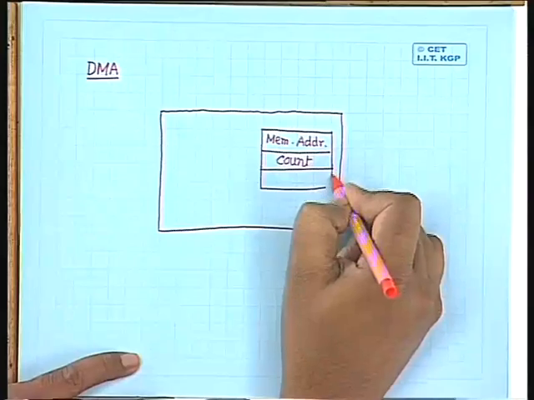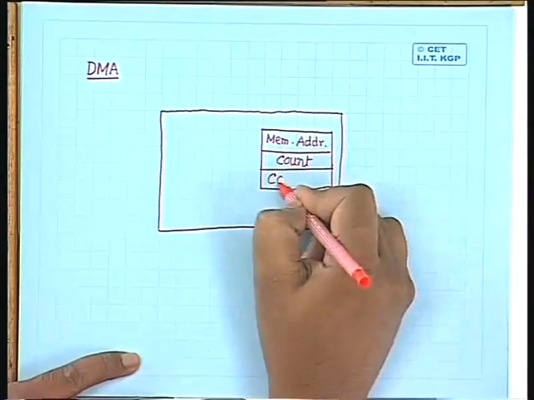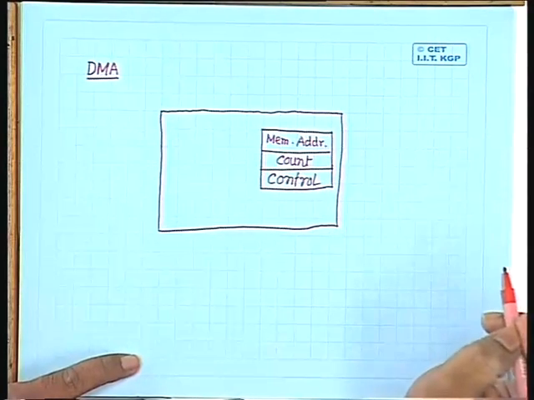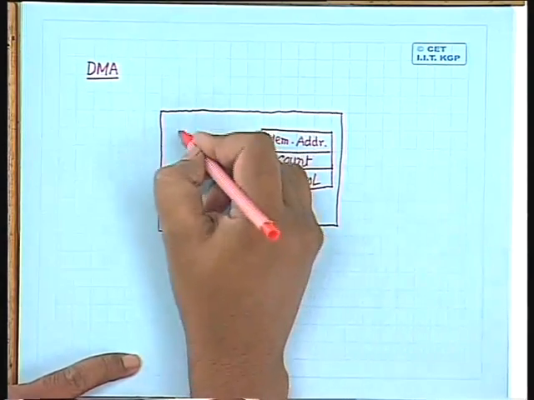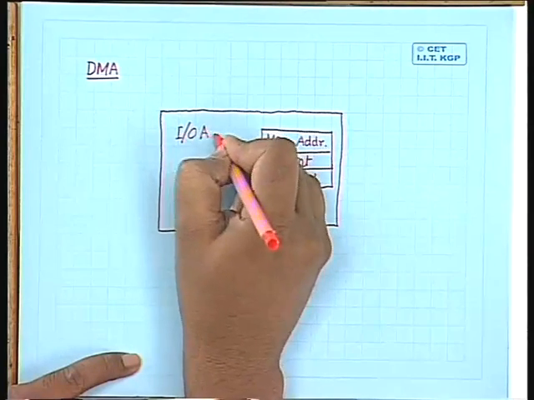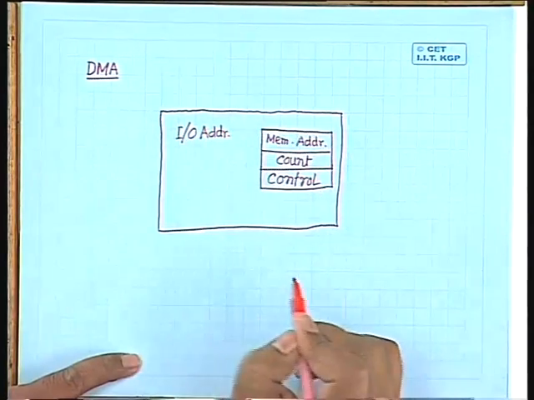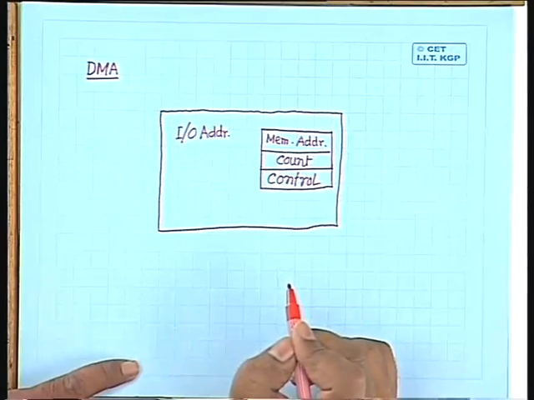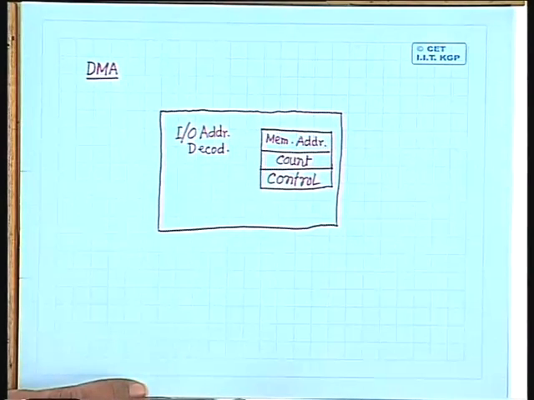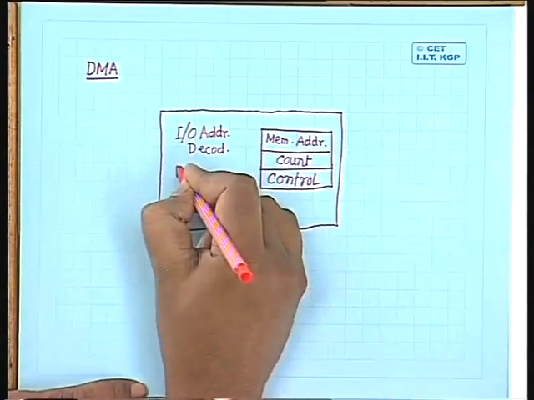Similarly, I also have to have some control unit which will give the control signals to the memory as well as the I/O device. On the other hand, I have to have an I/O address decoder, because maybe a number of devices are connected to the same DMA controller, and the DMA controller has to activate one of the devices. So there has to be an I/O address decoder. In addition to this, there has to be a bus control unit.